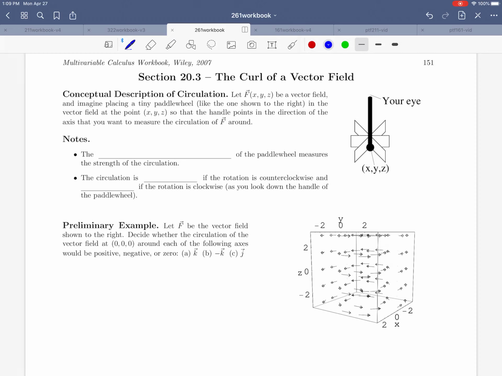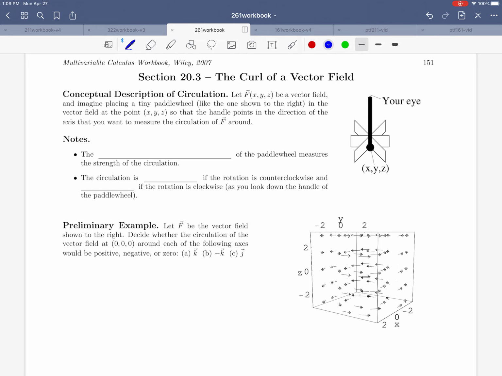Hello everybody and welcome to section 20.3, the curl of a vector field. Well, actually this is the second video for this topic, and I hope you watched the first video where I demonstrated the idea behind the circulation of a vector field using a little model of a pedal wheel. So in this video we are going to look at the same example, one of the two examples that we saw in the previous video, from more of a theoretical point of view, and write down some things.